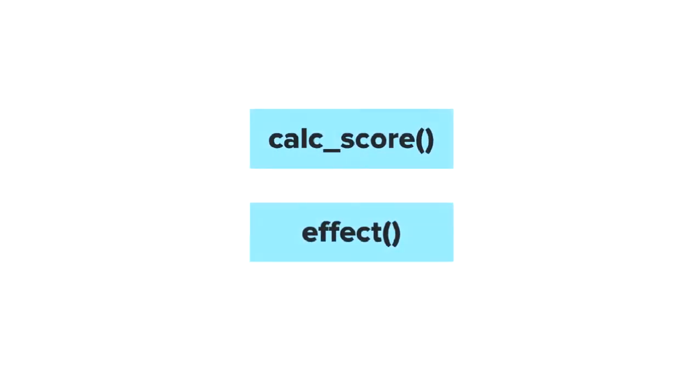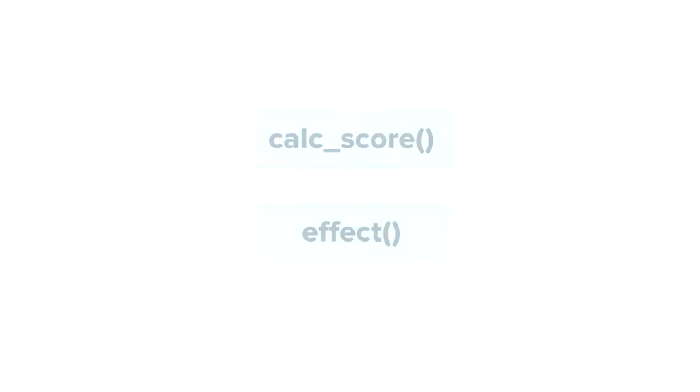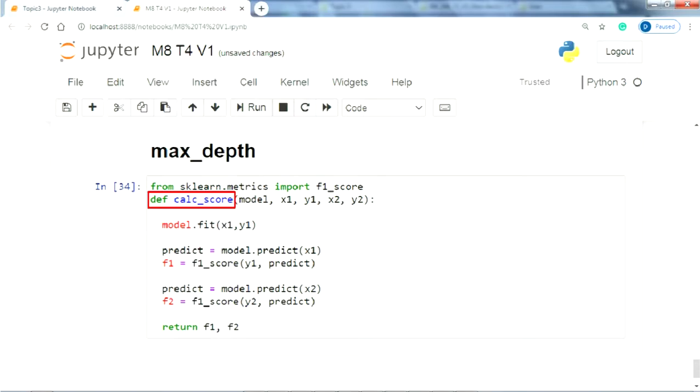For the sake of simplicity, we are defining two functions, calscore and effect, so that we will not have to manually change the parameters of the decision tree to observe the effect. We begin by defining calscore. This function takes 5 parameters: model, which is obviously the decision tree classifier, x1 and y1, which represent the training set, and x2 and y2, which represent the test set. In this function, we simply use the model.fit function and pass the training set to it. In the next line, we will predict the values for both the training set and the test set and then calculate the F1 score for both of them respectively. Lastly, we will return the F1 score of the training set and the test set.